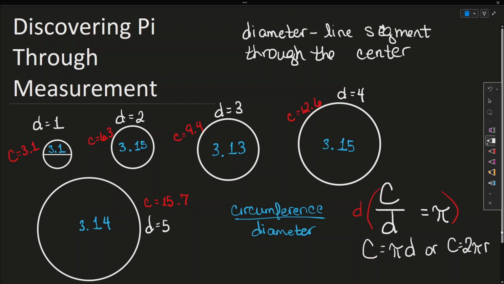As future teachers, this is a good place to emphasize the difference between an exact mathematical relationship and a measured approximation. Students often first encounter pi as just a button on a calculator or a number to memorize. But this activity shows where it comes from. It comes from comparing circumference and diameter in circles of different sizes.